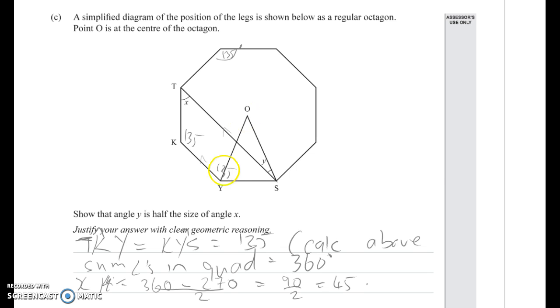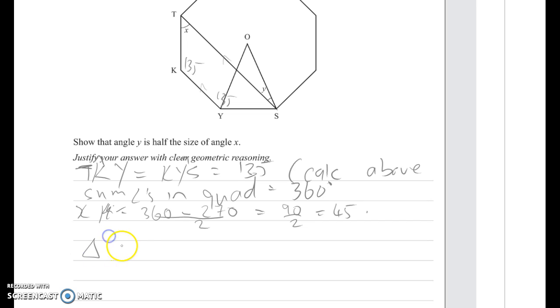Now, I've already established that triangle OYS is isosceles. And obviously each of these angles would be half of 135, so 135 divided by 2 gives me 67.5. And so each of those is 67.5. Base angles of an isosceles triangle are equal, and so OYS and OSY are the same. Okay, so this angle is the same as x.